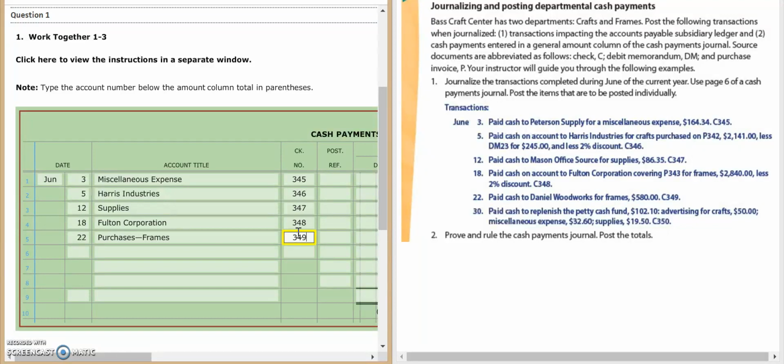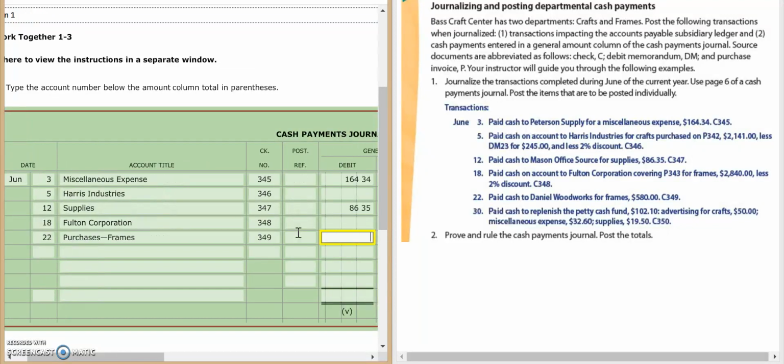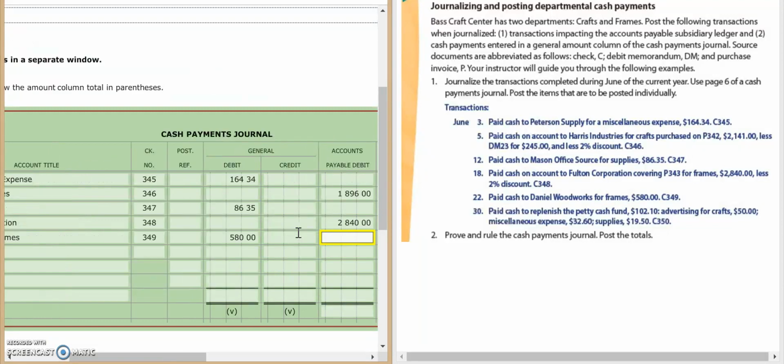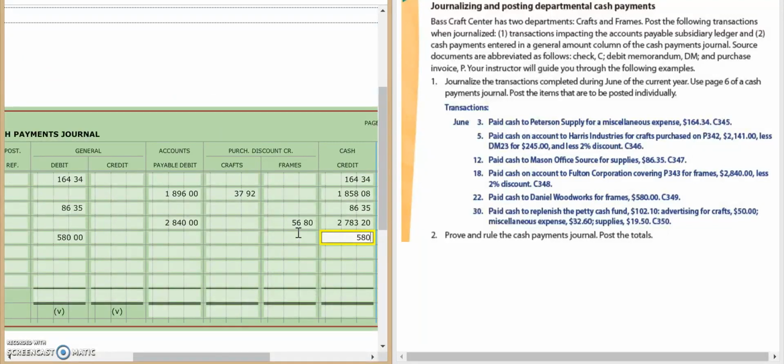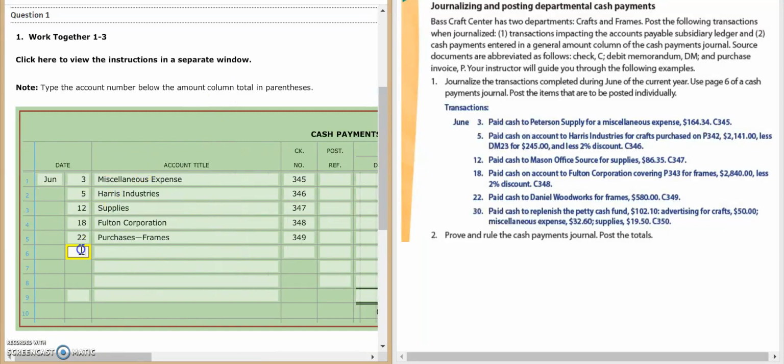Okay, so that is going to be a general debit of 580 and then a cash credit of 580 as well. So if we get that all squared away there, hopefully we're a-okay. All right, then our last transaction is on the 30th.